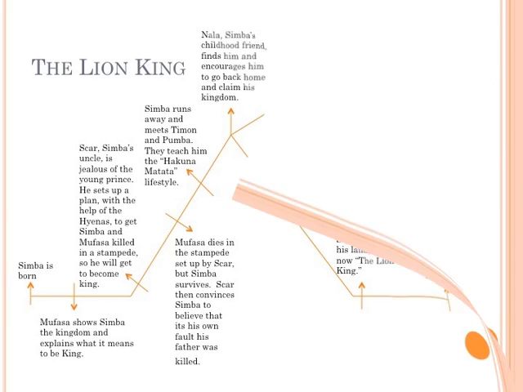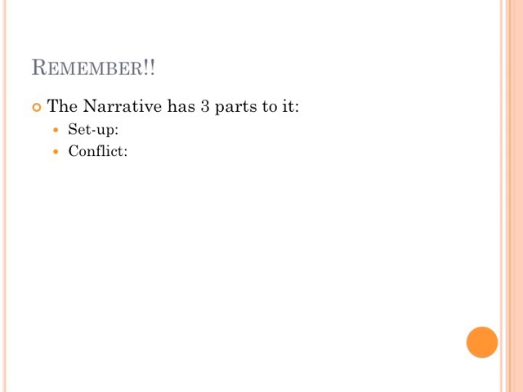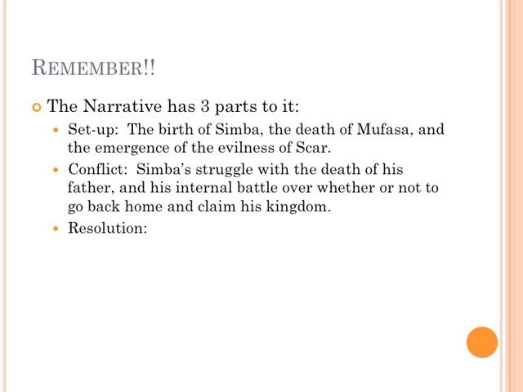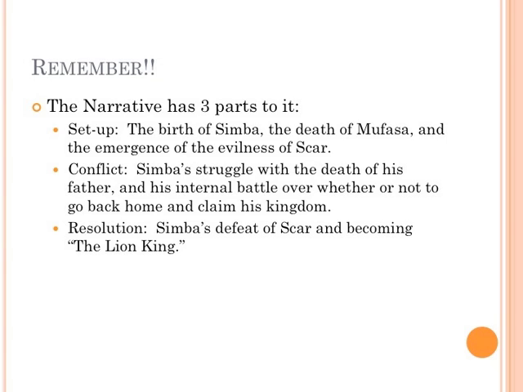Just some important parts to remember again about the story: the three parts of the narrative, the setup, the conflict, and the resolution. If we were going to tie these three parts to The Lion King, the setup would have the birth of Simba, the death of Mufasa, and the emergence of the evilness of Scar. The conflict would have Simba's struggle with the death of his father and his internal battle over whether or not to go back home and reclaim his kingdom. And we have the resolution with Simba's defeat of Scar and becoming the Lion King. And that's it.